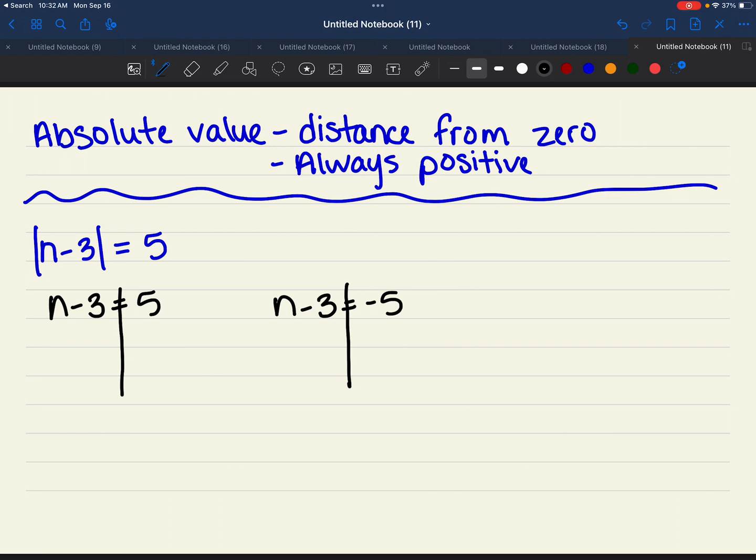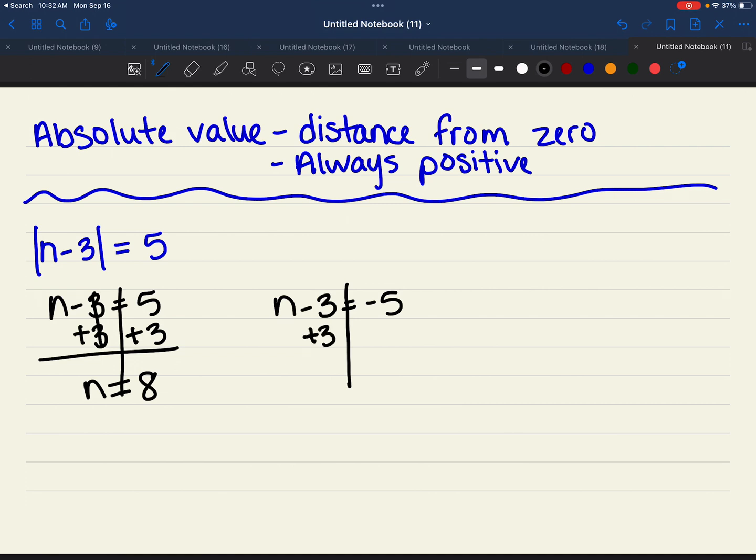How could I solve this left side over here for n? If I want to get n by itself, what would I do? We just took a whole test over this. Plus 3. We just add 3 to both sides, just like we did last week. And I get n is equal to what? What's 5 plus 3? 8.